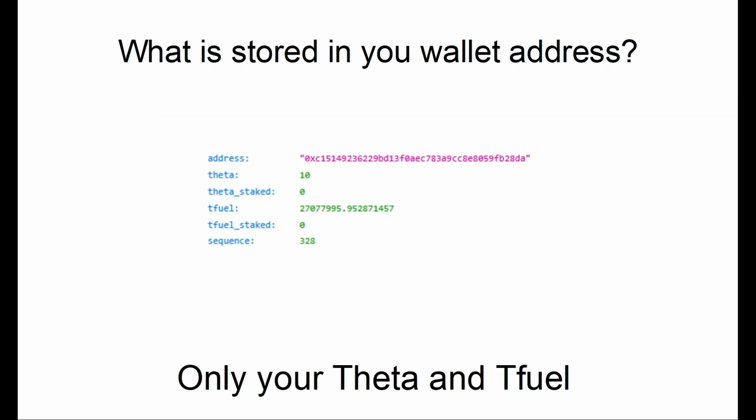So, what is stored on your wallet address? All that is stored on your wallet address in the Theta blockchain is how much Theta you have, how much Theta you have staked, how much T-Fuel you have, how much T-Fuel staked, and what sequence number you're on. And the sequence number is simply how many transactions have occurred in your wallet.